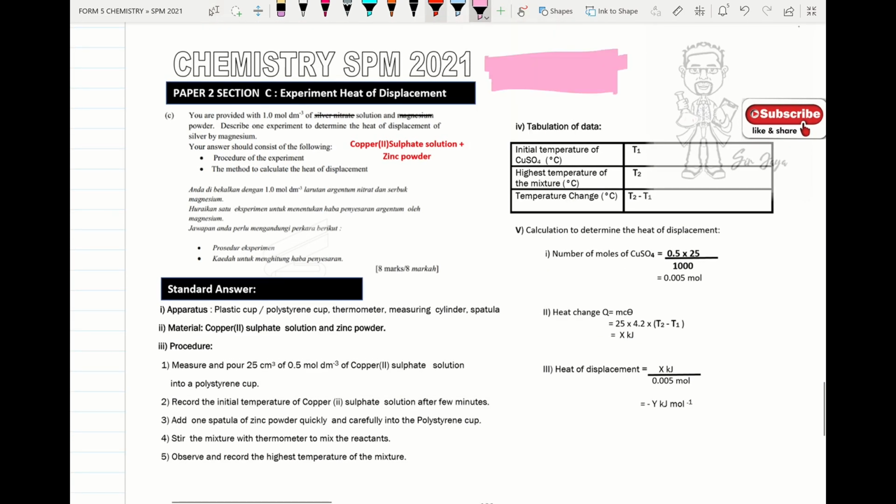So this question can come out in section C, question number 11. So the essay question, we try to read the question. You are provided with 1.0 mol dm-3 of copper(II) sulfate solution and zinc powder. Describe one experiment to determine the heat of displacement of zinc and copper(II) sulfate solution. So your description must consist of procedure and method of calculation of heat of displacement.